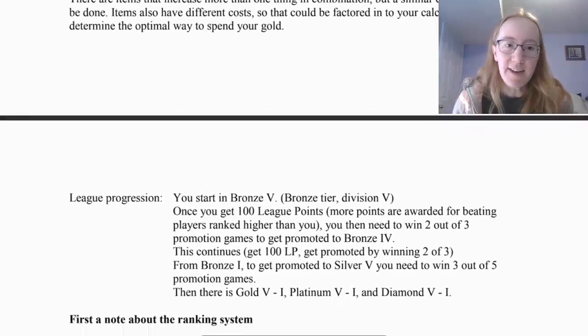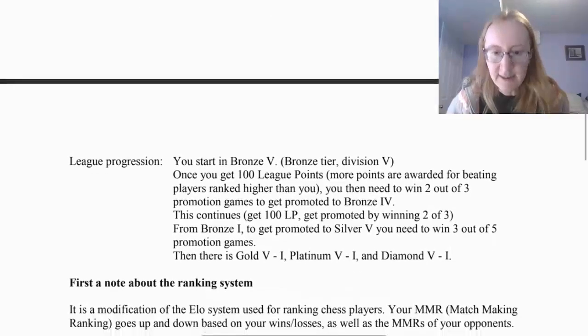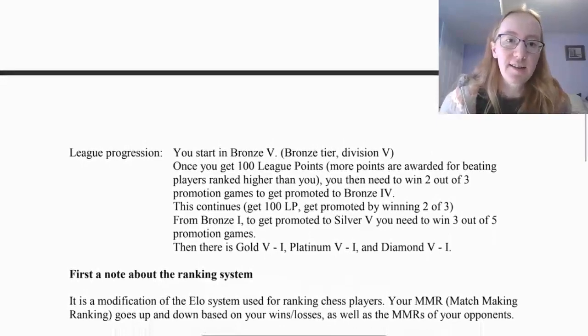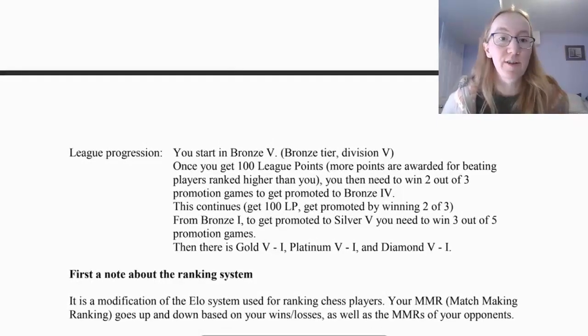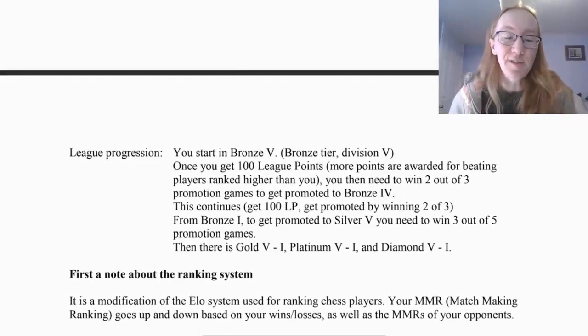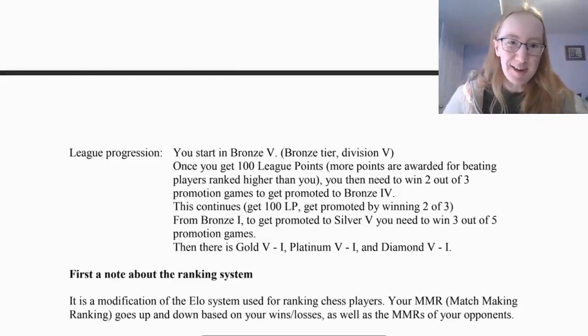In order to investigate this at all, we have to note how the ranking system works. Essentially it's just a modification of the ELO system, which is used for chess players, and it's actually also used on Board Game Arena. If you've ever played on Board Game Arena, they use the ELO system for that.